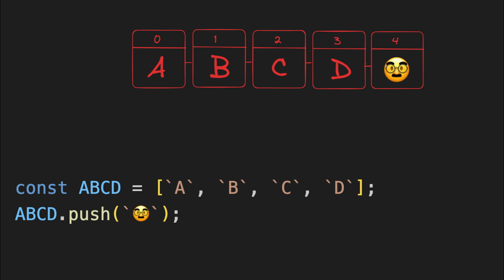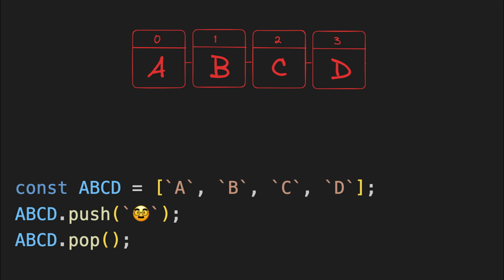I think that it's making our array look bad, so let's just remove it. We are gonna use array.pop. I think that it was really easy to guess. Both of these were an O of 1 operation.